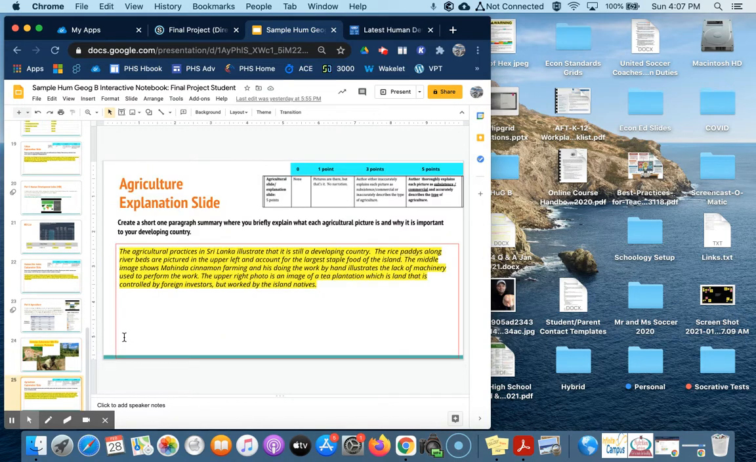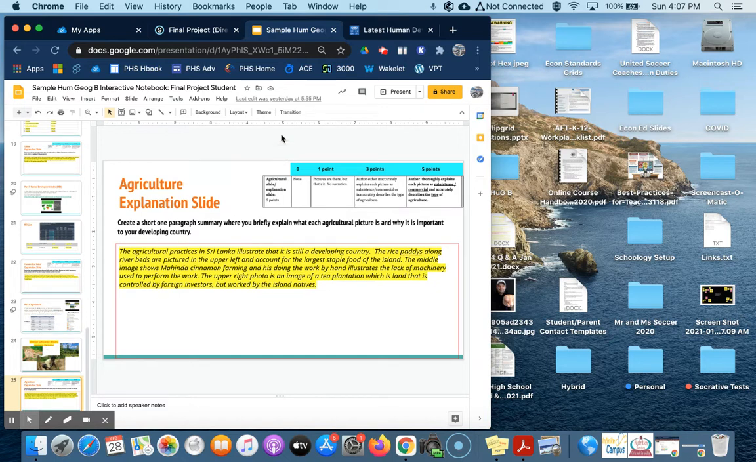So then you want to explain the agricultural practices. To me, it illustrates it's still a developing country. The paddies along the riverbeds are pictured in the upper left. It's a staple food of the island. The middle image shows Mahinda, is the guy. Cinnamon farming, doing his work by hand, illustrates the lack of machinery used to perform the work. The upper right photo was the tea plantation, which that land is controlled by foreign investors but worked by the island natives. So these are all types of subsistence farming.